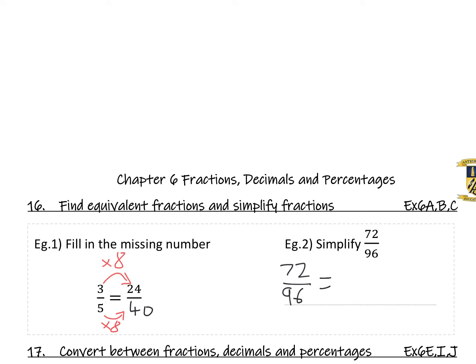So for example, I can see that they both end in an even number, so I could divide them both by 2. So 72 divided by 2 is 36. 96 divided by 2 is 48. And I can stick with that pattern, or I can see maybe a bigger number that goes into both. I can see 6 goes into those, because they're both in the 6 times tables. 6 6s are 36, and 6 8s are 48.